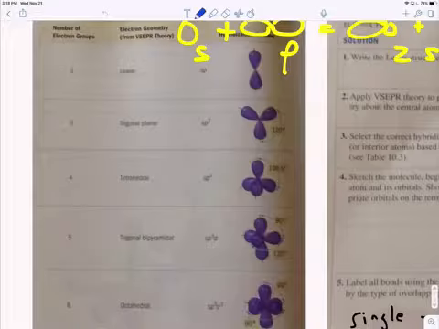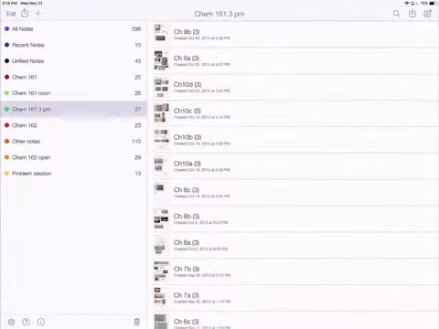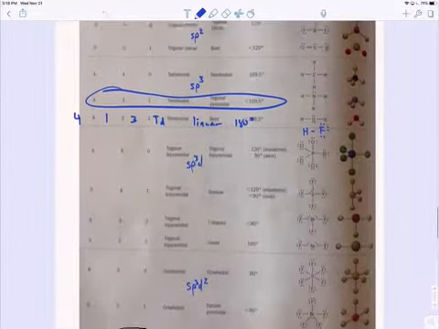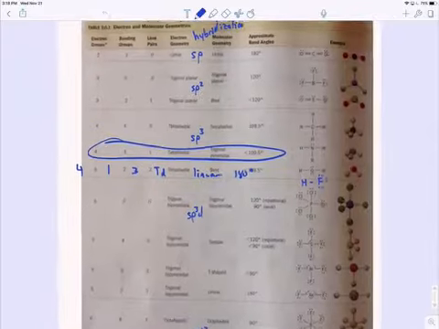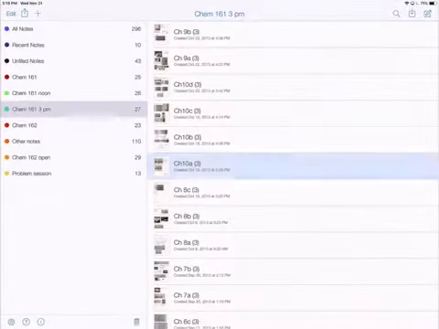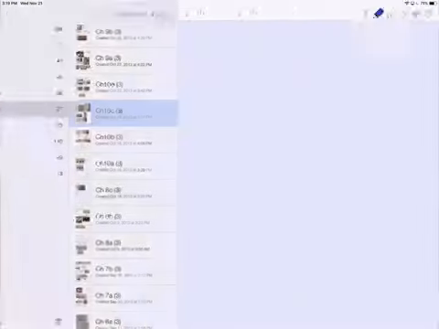I would argue it starts with sp, and then for planar it's sp2, tetrahedral sp3, bipyramidal sp3d, octahedral sp3d2. And if you remember the charts here, I added the hybridization to this chart here.